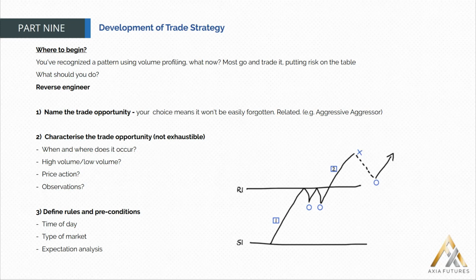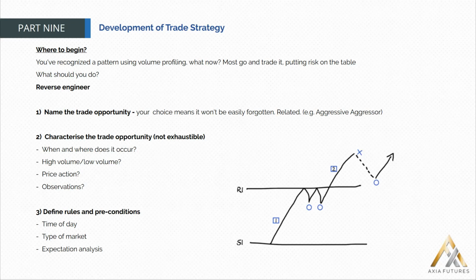So, what are some of the things you need to look out for when characterizing the trade strategy? Firstly, when and where does it occur? What time does it occur? Is there high volume or is there low volume in this trade strategy? What's the price action like? So how is the market moving? How are buyers and sellers responding in this trade strategy? What are some of the observations you can see within the strategy? What time of day is it? What time of the year is it? What month is it? Is it occurring after data? Is it occurring in the US session, in the European session? This is not an exhaustive list. What you want to do is characterize the strategy in every single possible way.